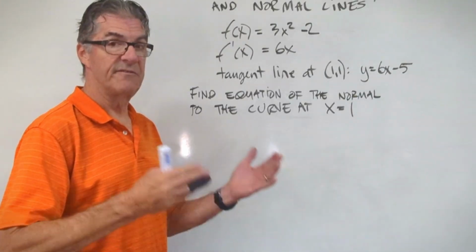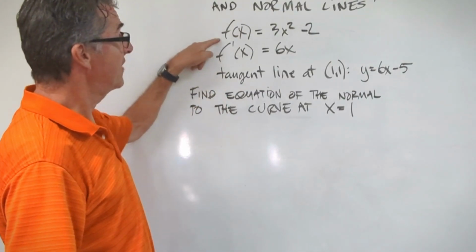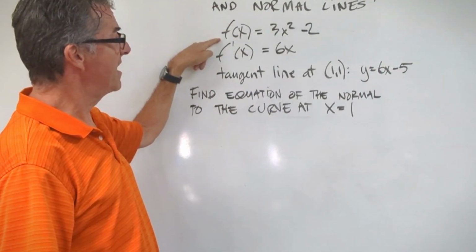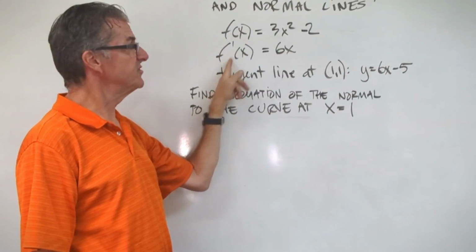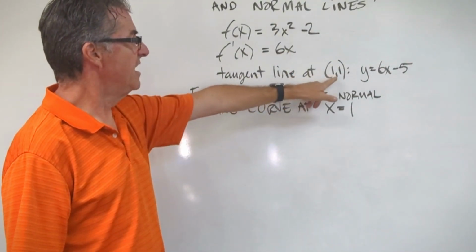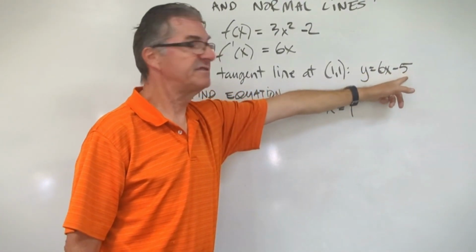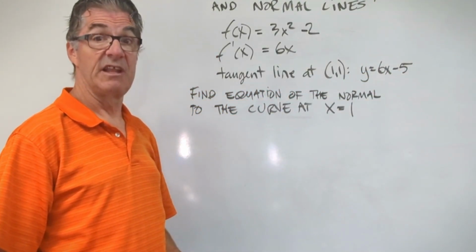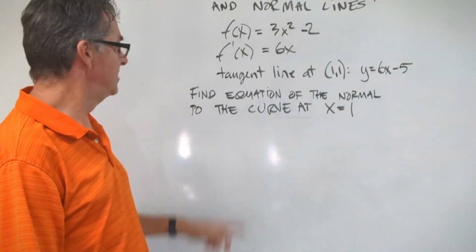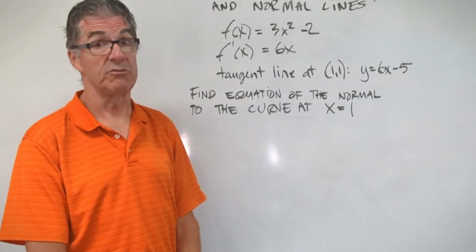Okay, before we go on to finding the equation for the normal line, let's summarize what we did. Here's our function, 3x squared minus 2. Here's our derivative function, 6x. And then here's what we figured out. The tangent line at the point (1, 1) is y equals 6x minus 5. So that's the work we did on the last board. So here's the new prompt. Find the equation of the normal to the curve at x equals 1.